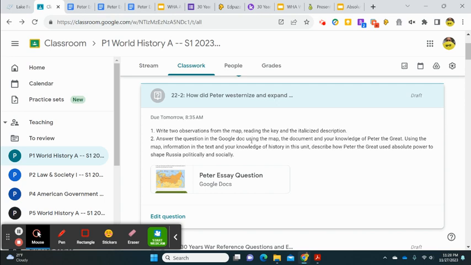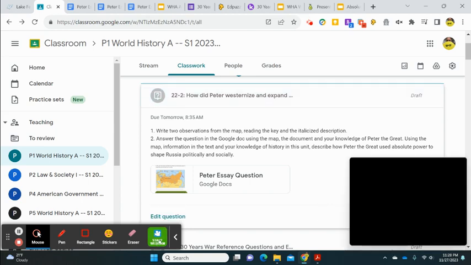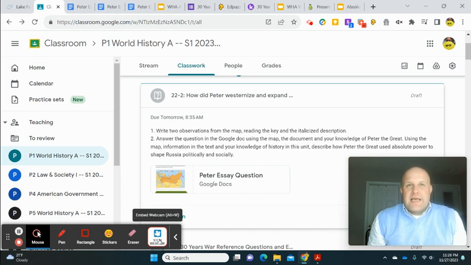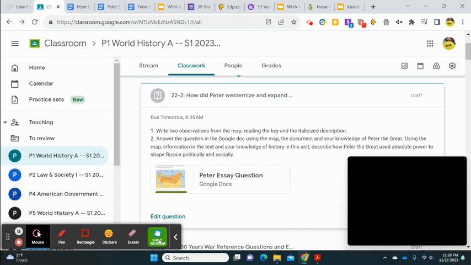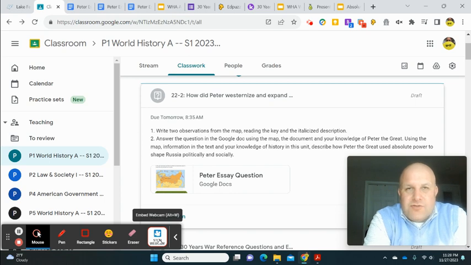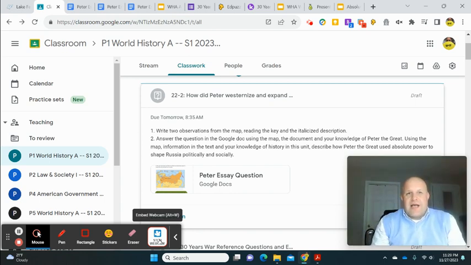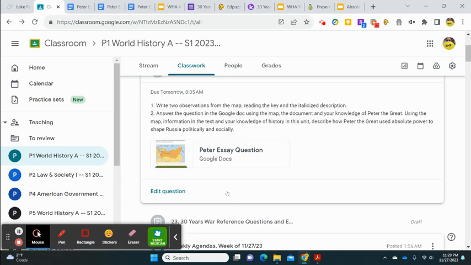Make two observations from the map. Answer the question using the map, your knowledge of Peter the Great, the information in the text, and your knowledge of history in this unit. So you could use information in the text and your notes from yesterday, slides 11 and 12, putting it together. How did Peter the Great shape Russia both politically and socially? Use the examples. You don't have to quote everything, but you're using the example of the address as a starting point, and then the map. You've got to put it together. So we'll see how we do on that. That's due at the end of the hour.